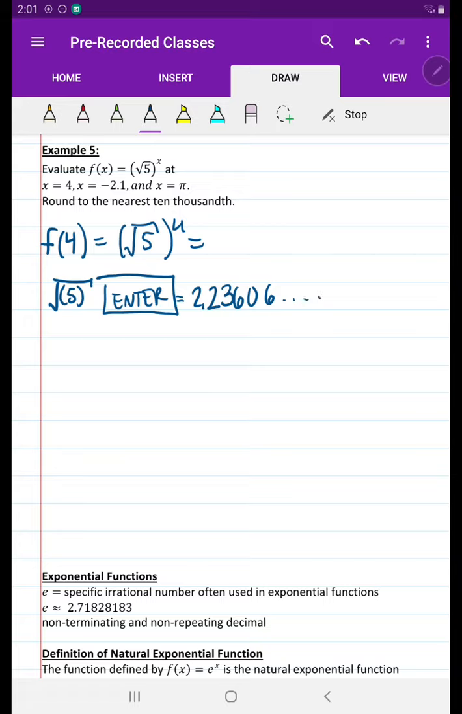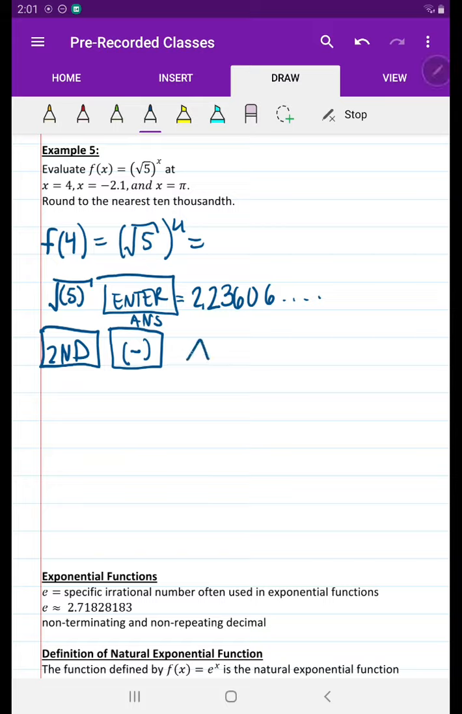2.23606, and it goes on forever and ever and ever. Now what I have to do is I have to raise that to 4. So I'm going to do second and then answer down at the bottom, right? So I push my second button, which is in the top left corner, and then there's a button in the bottom row of the calculator, and you've got a minus sign in parentheses, and then above that is the word ANS, and then you push that, and what that does is that refers to your previous answer.